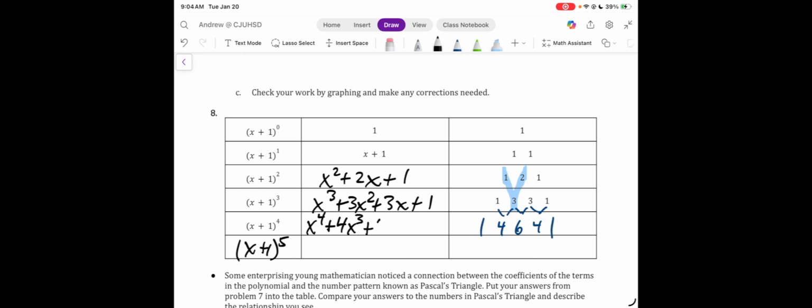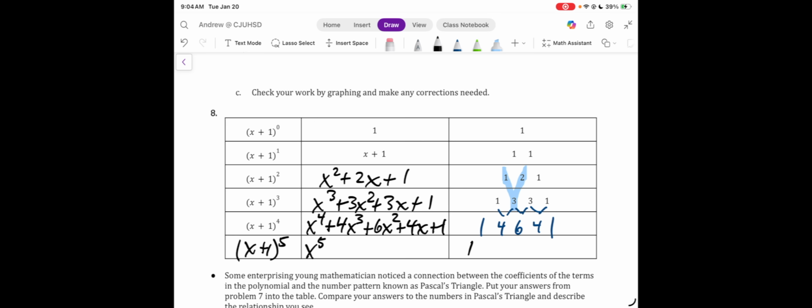Plus 6x squared plus 4x plus 1. The power of x went down from 4 to 3 to 2 to 1 to just not even there. So the next one's going to do the same, but it's going to start at x to the 5th. X to the 5th, and then let's work out the numbers in front.